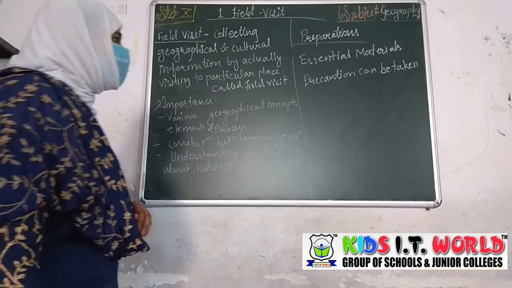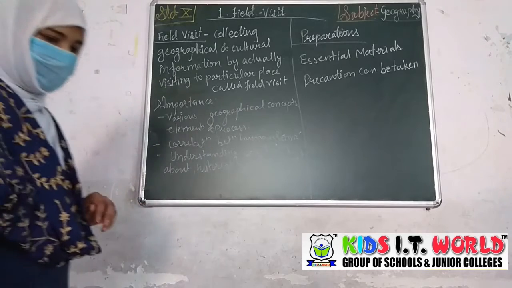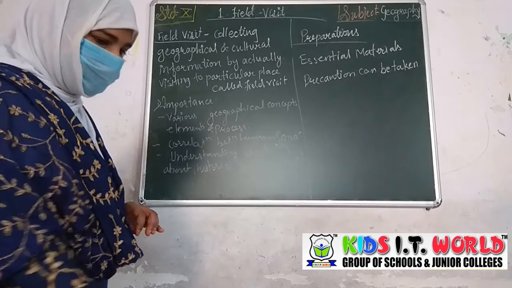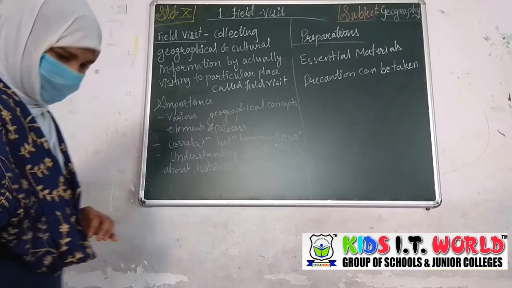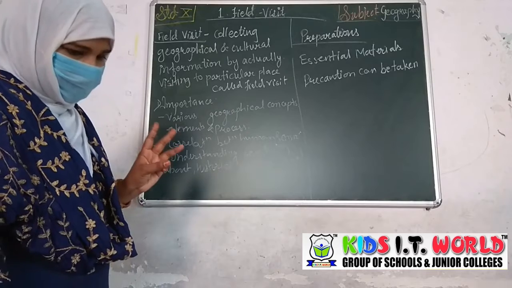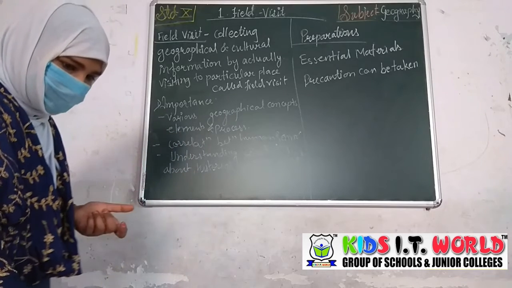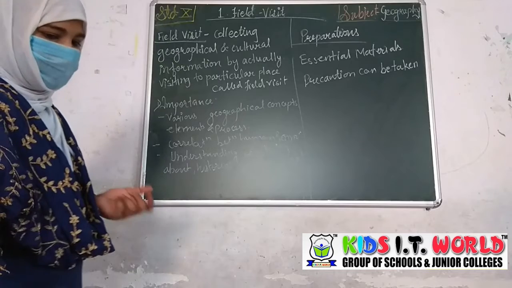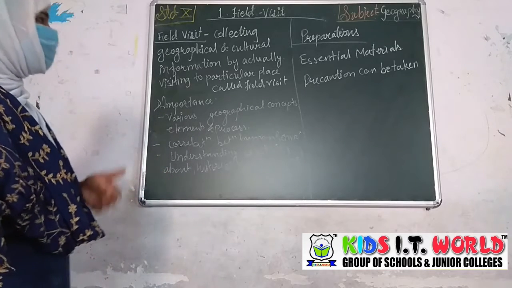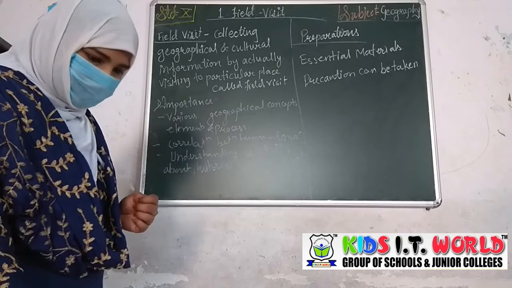Next step, essential material. What kind of material should you take with yourself while visiting any place? The very first, a notebook to note down every point while visiting the place. Second, a specimen of the questionnaire. Then pen, pencil, scale, compass, container, bag for collecting samples, maps, camera, first aid box. All this material you have to carry with yourself on any field visit.